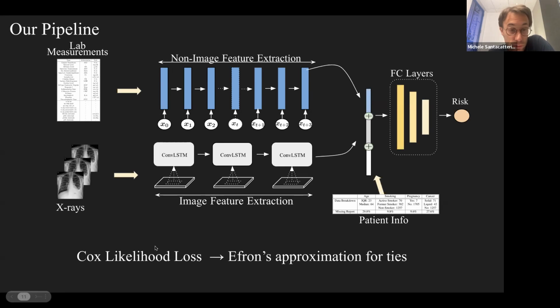Another comment for those of you that are more familiar with loss functions and more technical details: we use the Cox likelihood loss function with the Efron approximation for ties, which means that if events happened at the same time t, this loss function takes that into account.